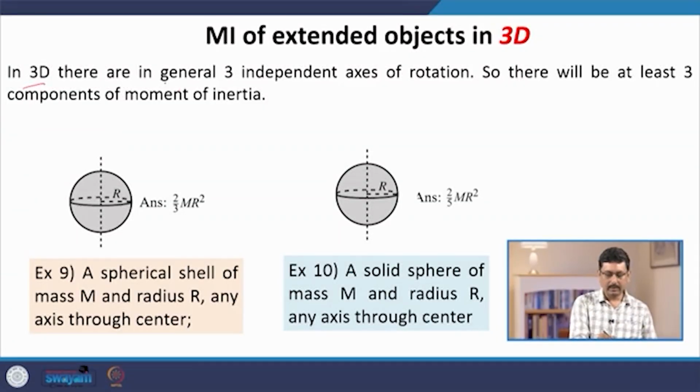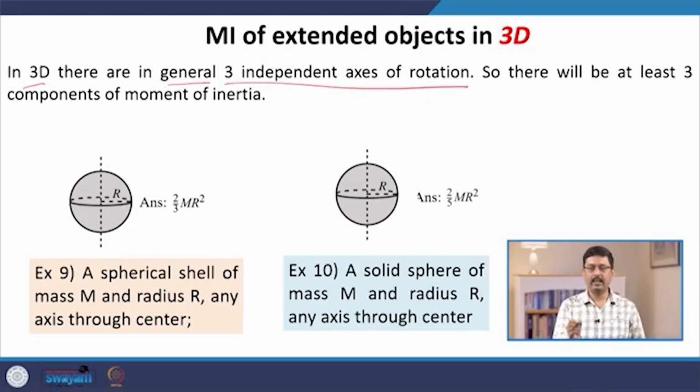Now the difference between 2 dimensions and 3 dimensions is the following. In 3 dimensions, in the most general case, we have to deal with 3 independent axes of rotation. In 2 dimensions, if the mass is distributed in only a plane, such as my hand, and it is rotating in the plane, then the only possible axis is perpendicular to the plane.